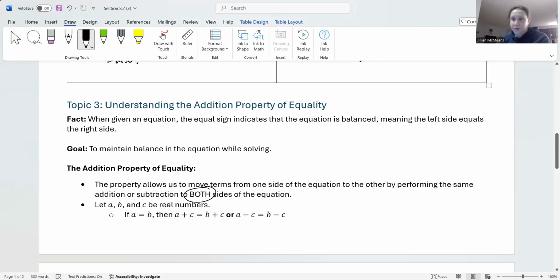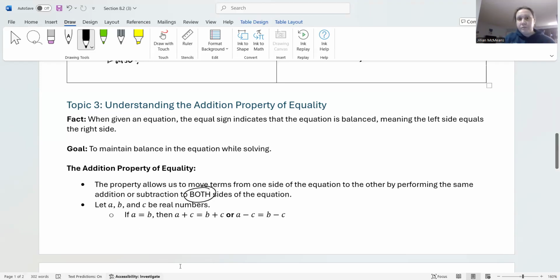So we've got symbols here. It says, let A, B, and C be real numbers, okay? If A equals B, then A plus C is going to equal B plus C. That just means if you add something to both sides of the equation, it's still going to be balanced. The left is still going to equal the right. And the same thing is true for subtraction. If A is equal to B, then A minus C is still going to equal B minus C. So again, we can add stuff to both sides of the equation, or subtract stuff from both sides of the equation. And that's really important because that's going to be a pivotal part of the solving process.